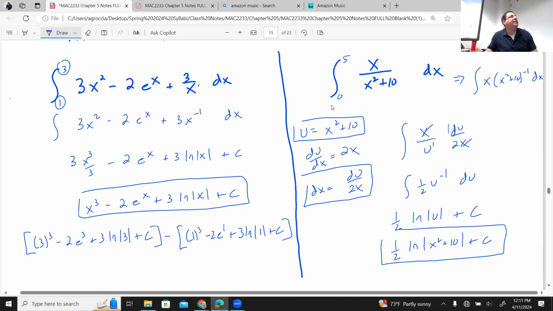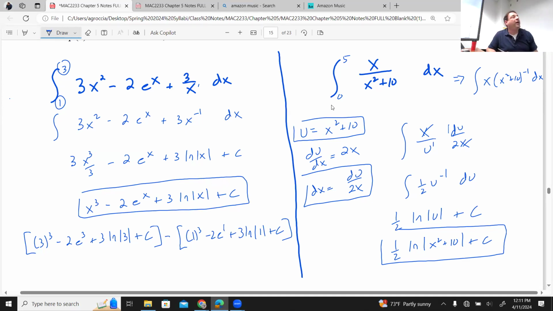So all you're learning today is, what do you do with the numbers? And the answer is you plug in the top one minus plug in the bottom one. That's all you're learning right now. Okay? You're like, why? We'll talk about the why later when we do a word problem. Okay?